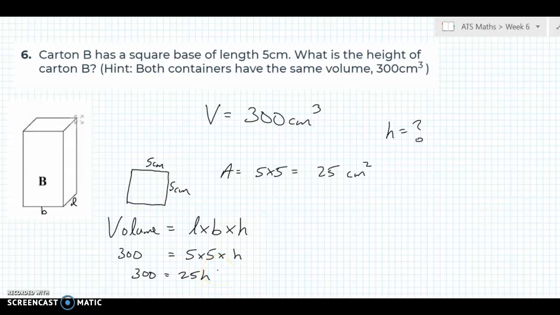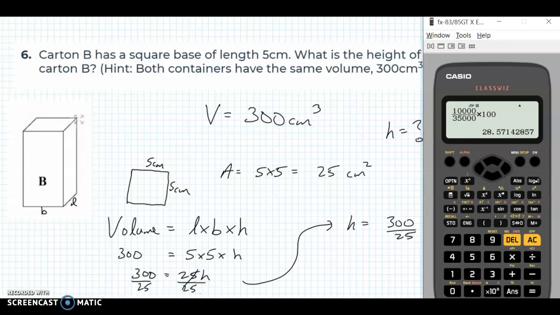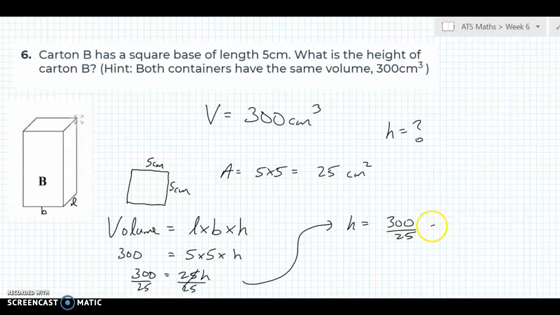So what do we do now? Well, we can divide both sides by 25. And you see they'll cancel from the right hand side. We're left with h equals 300 divided by 25. And if we're not sure how to do that, we'll just go calculator. 300 divided by 25 gives us 12. So the height h is 12 centimeters.